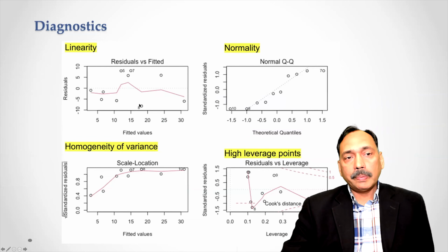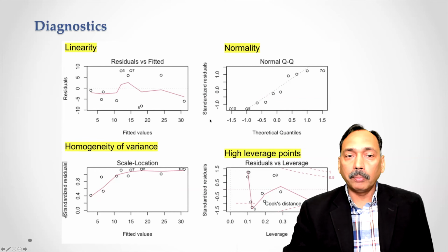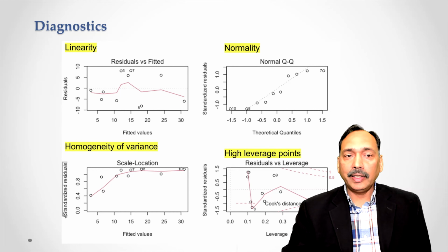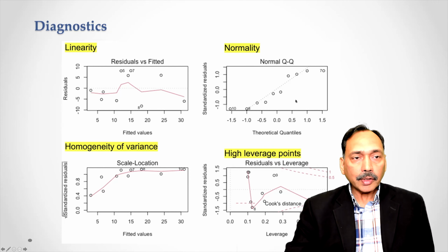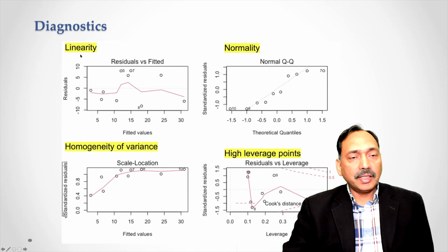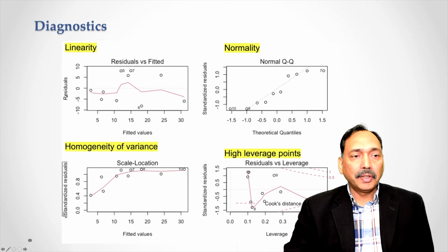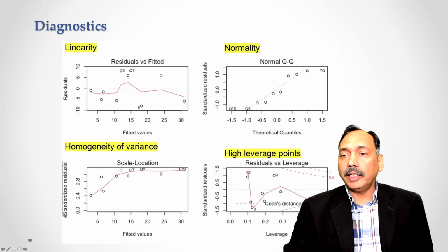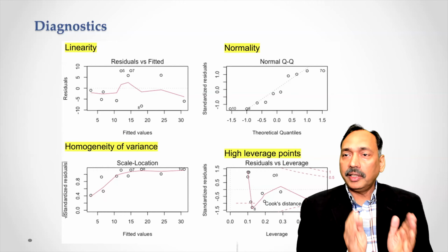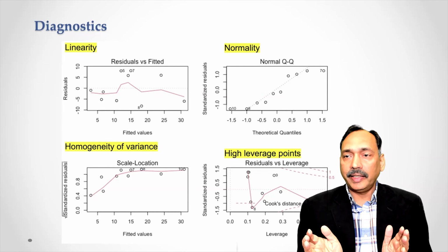And in R especially, you get these 4 plots that help you to confirm whether assumptions are being met or not, and if there are any red flags. So one of the assumptions is about linearity, and it gives you a plot where residuals are plotted against fitted values. So residual is basically observed, the actual data point minus the predicted data point.